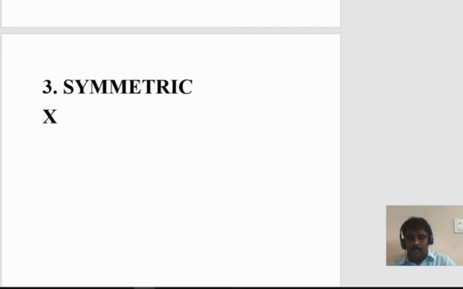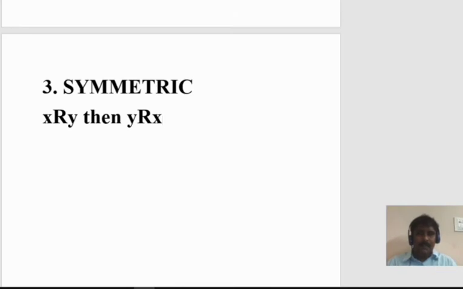If x is related to y, then y is related to x. This is the property of symmetry. Symmetric means reverse. If x is related to y, then y is related to x.